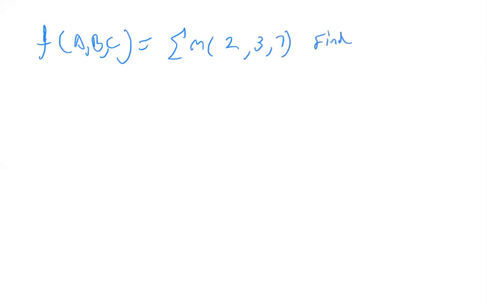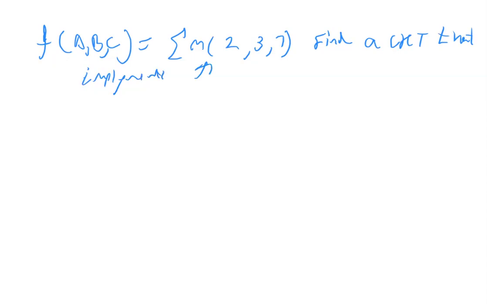We'll do another one. Let's do F of, we'll change the variables, A and B and C, and we'll set it equal to canonical sum of products shorthand notation 2, 3, 7. Find, let's say, a circuit that implements F.